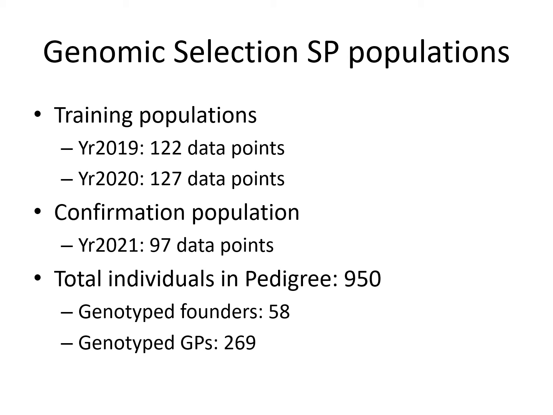different populations. In this case, training populations are data from year 2019, 2020, and year 2021 is used as the confirmation population. We also try to predict between 2019 and 2020. So we use the pedigree and also marker information to build a relationship matrix. The total individuals included in this analysis are 950. So this would include founders, gametophytes, sporophytes, and the new generation of gametophytes.